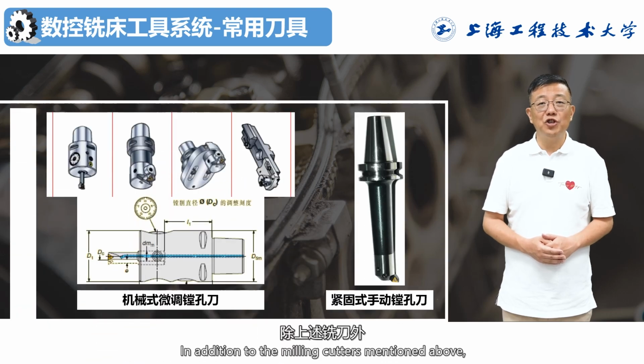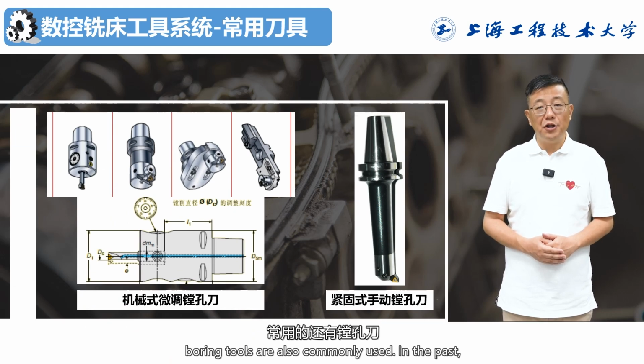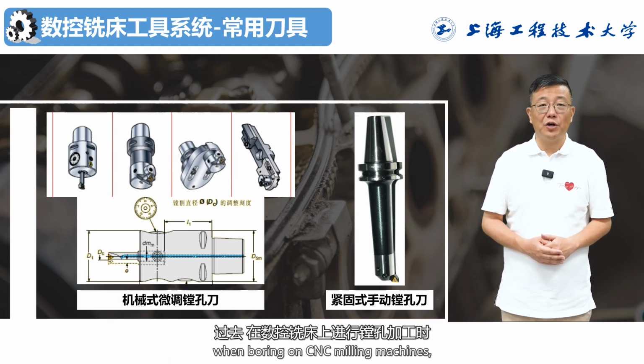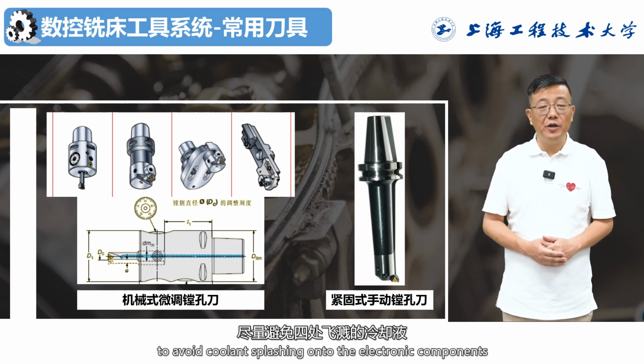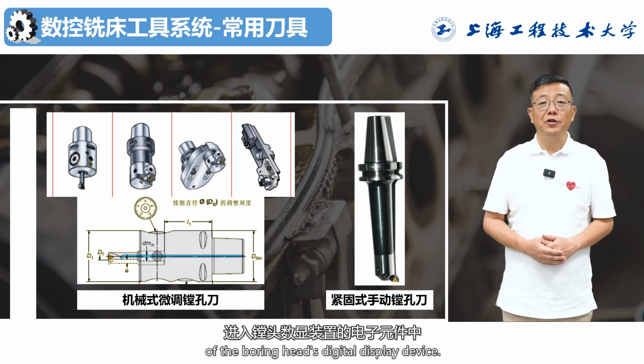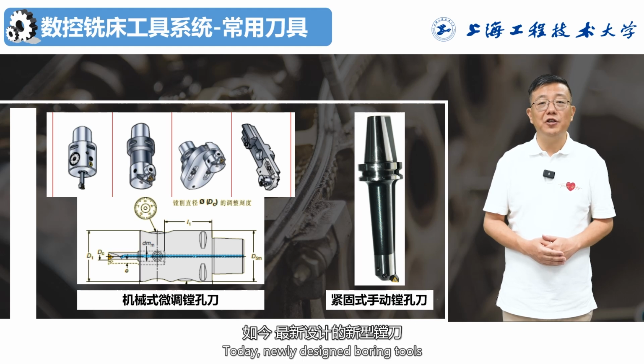In addition to the milling cutters mentioned above, boring tools are also commonly used. In the past, when boring on CNC milling machines, great care had to be taken to avoid coolant splashing onto the electronic components of the boring head's digital display device. Today, newly designed boring tools have better solutions to this problem.